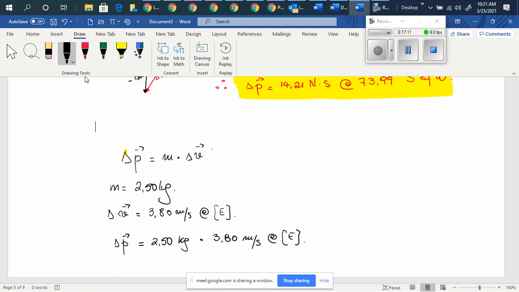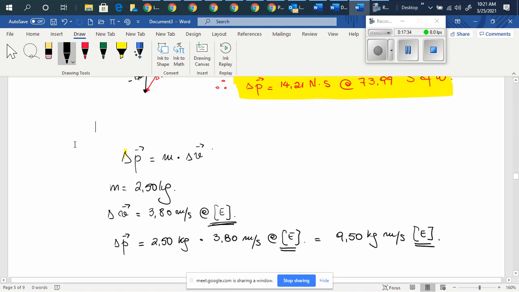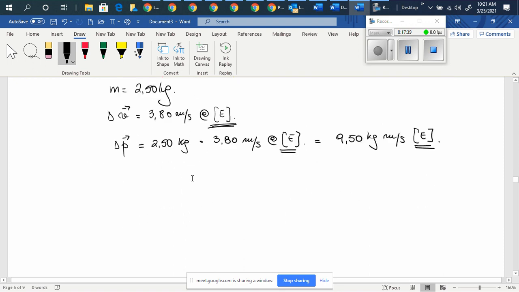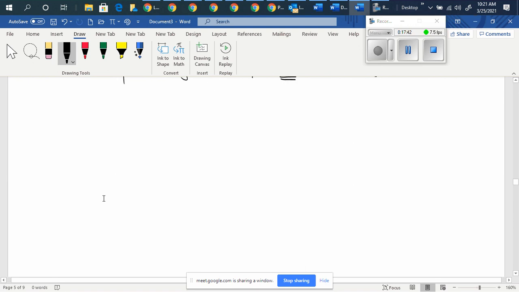So in your calculator, what you will have is the change of momentum is 9.50 kilograms meters per second going in the east direction. So whatever is the direction of the change of the velocity will be the direction of the change of momentum. So this is a second way in which we calculate the change of momentum. Now the third one is when we know either the initial or final velocity or things like this.